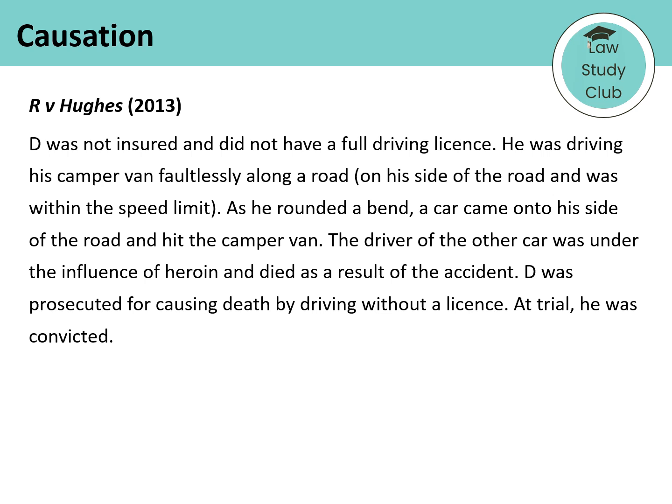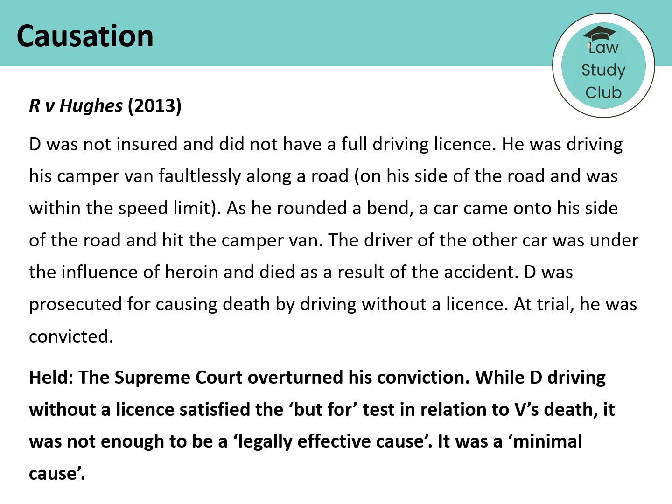So Hughes was charged with causing death by driving without a licence. So the Supreme Court had to decide whether Hughes driving without a licence was an important enough factor in the victim's death to make him liable. The Supreme Court decided that it wasn't and overturned Hughes's conviction. Hughes not having a licence was a minimal cause of the victim's death and not enough to be a legal cause. The Supreme Court used the opportunity to reiterate that to find legal causation, the defendant's behaviour has to make more than a minimal contribution to the prohibited consequence.